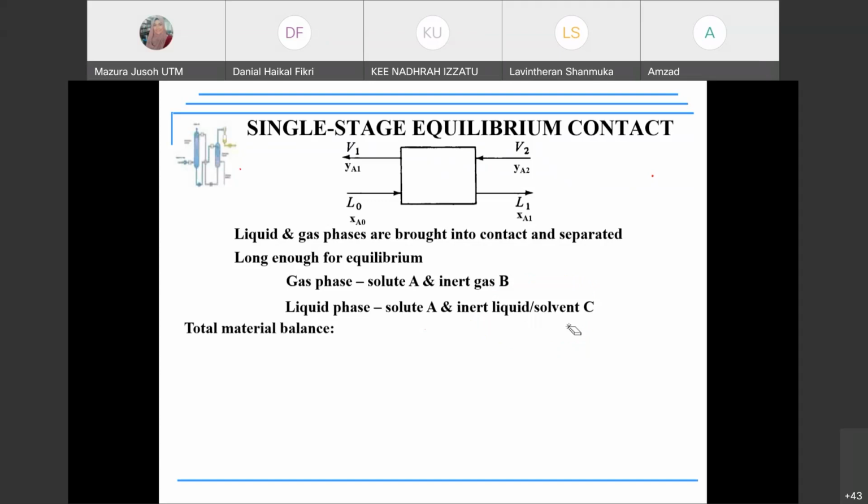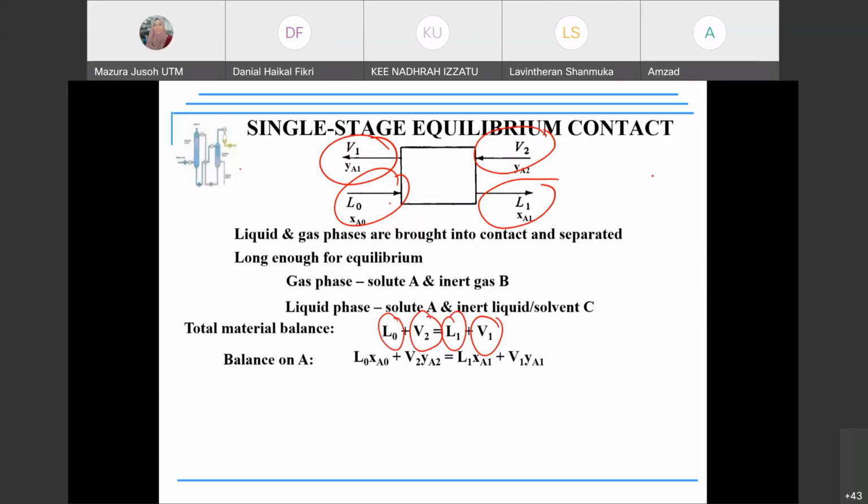Then now you will look at the total. You should have your lecture notes with you, right? So from your mass balance course, you will be able to do the total material balance, where you take input equals output. So for the flow rate, this is for total balance, you'll take the flow rate of L naught, because it's the input, plus V2 equals L1 plus V1. And then you will do component balance.